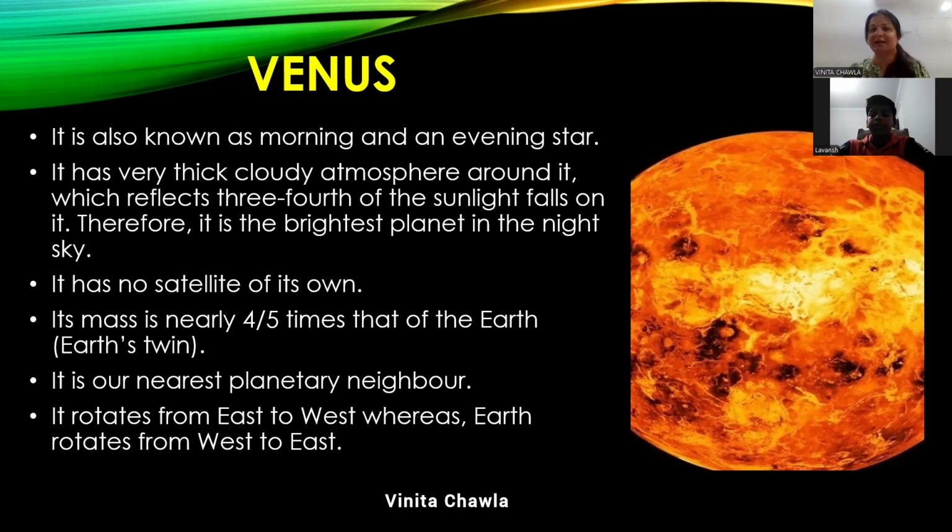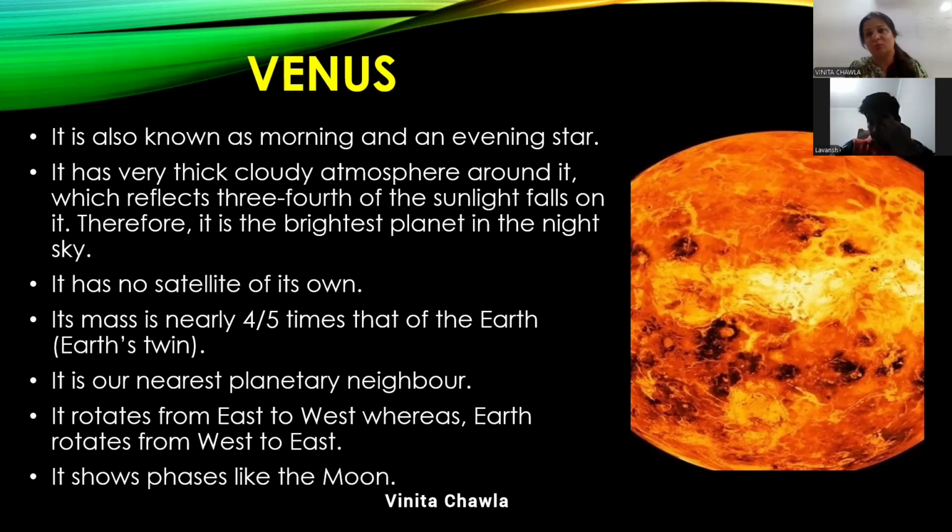But Venus does not rotate the same way as Earth rotates. It rotates differently. Okay, it rotates from east to west, not from west to east. Sometimes they ask this question as well. Name the planet which rotates from east to west. It shows phases like the moon. As the moon shows different faces, sometimes the moon appears bigger in size, sometimes smaller, sometimes we see a crescent moon, sometimes a full moon or new moon, right? In the same way, Venus also shows phases like the moon.